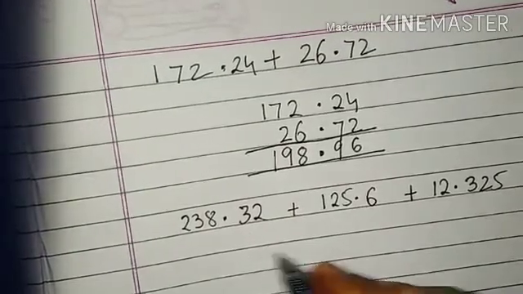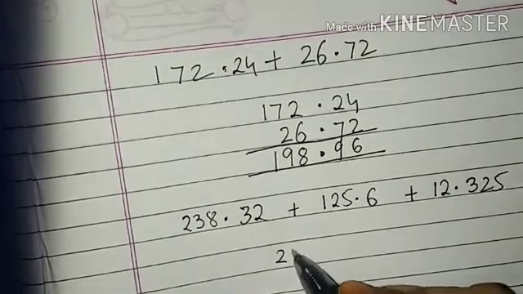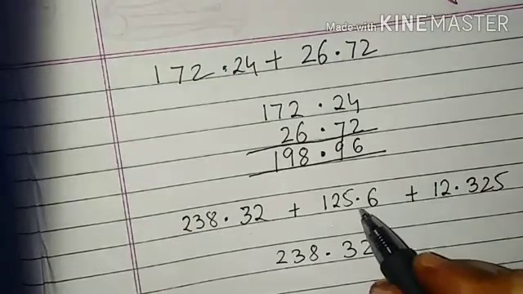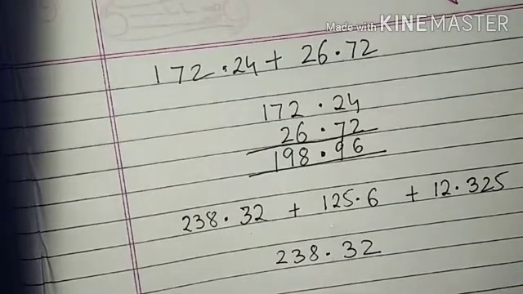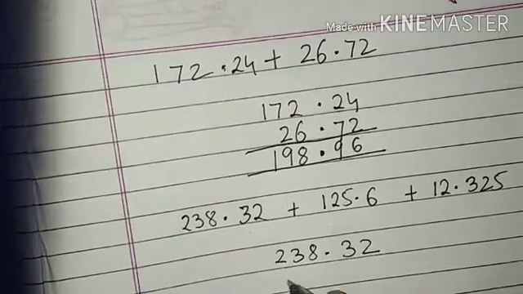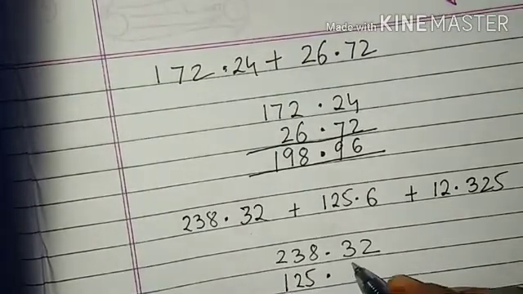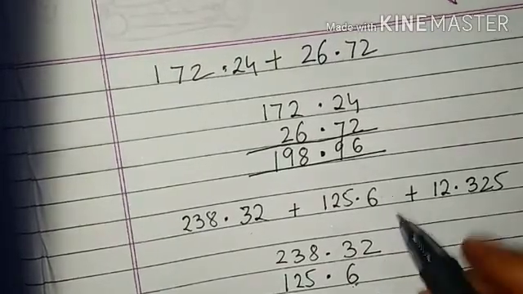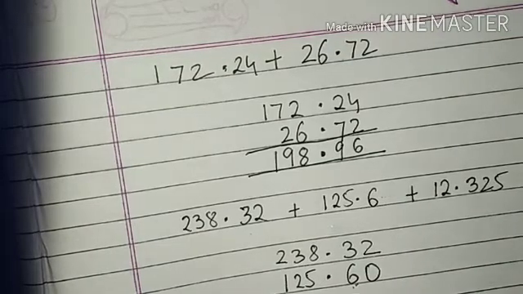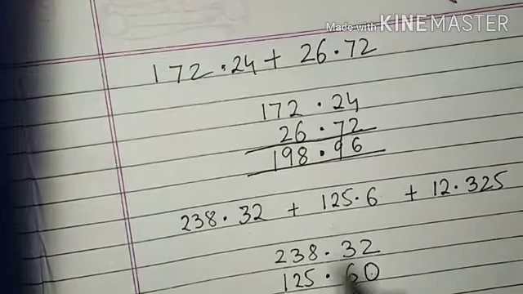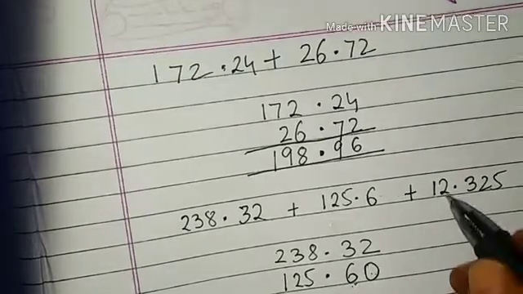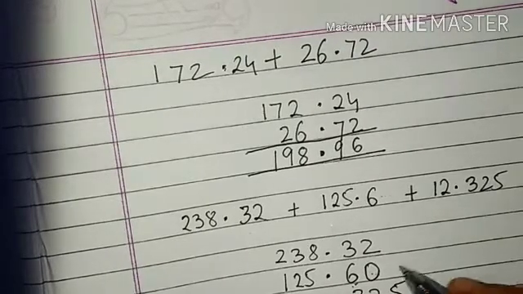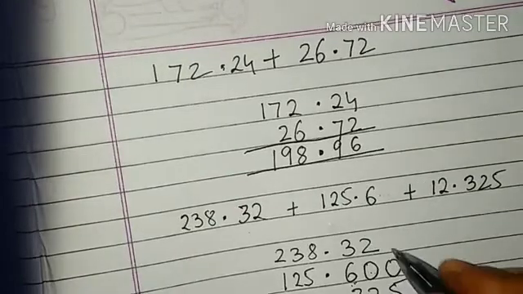So first we will write the digits. This is 238.32, we have written here. Now we know that the decimal points must come in the same sequence. So here we write 125.6 only. We have to write 6 here only because there is no other place, so here we can write 0 after the decimal. Now here is 12, so we write 12 here and 325. Here also over 5 there is no digit, so we can write one more 0 over here.